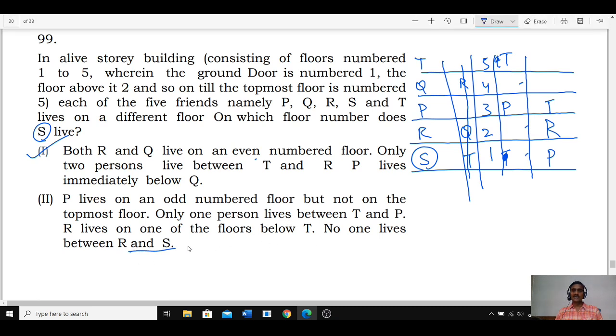No one lives between R and S. R and S are adjacent. This case is ruled out. As R and S is ruled out, if R is here, then S will be here. In both the cases, Q must be at this floor.